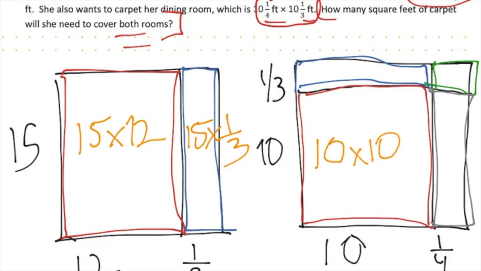In the blue box, it will be 10 times 1/3. In the green box, it will be 1/3 times 1/4. And in the gray box, it will be 10 times 1/4.